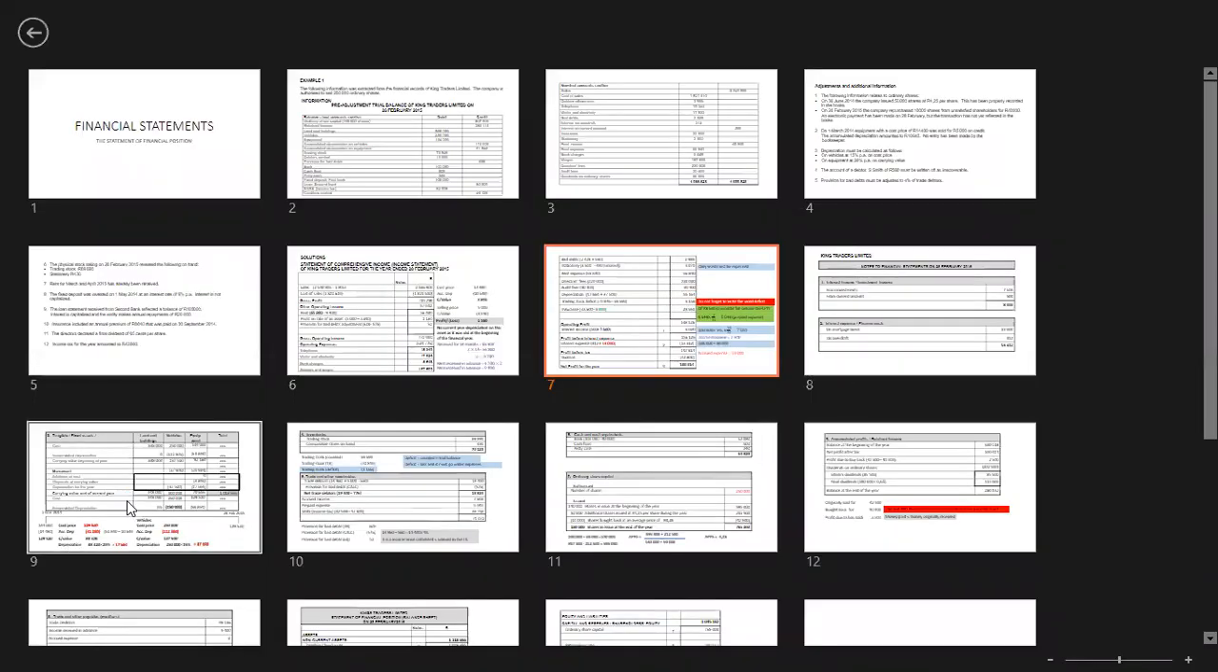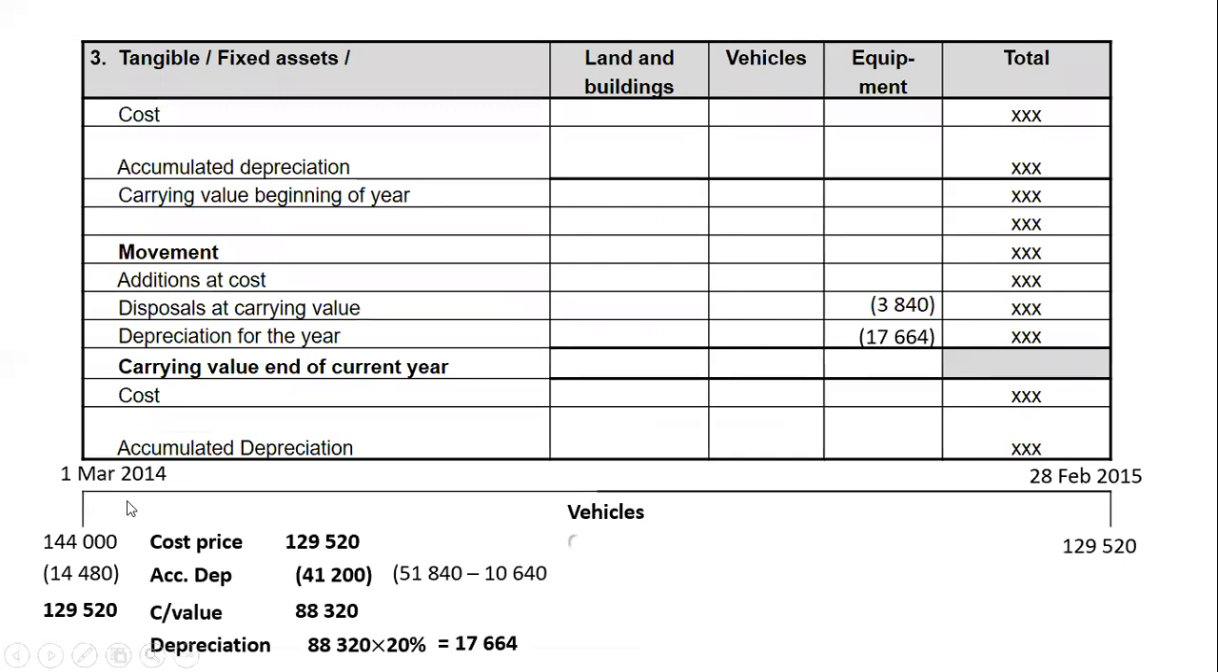I'm gonna go back to note number 3 and show you for vehicles, the cost price as given in the trial balance was 250,000. Accumulated depreciation was 112,500, and I calculated the carrying value of vehicles at the beginning of the year. Please note that even if the depreciation is not a carrying value or diminishing balance method, it is important for you to calculate the carrying value of the asset at the beginning of the year to make sure that your current year depreciation doesn't exceed the carrying value at the beginning of the year. Okay, your current year depreciation must never exceed the carrying value at the beginning of the year.